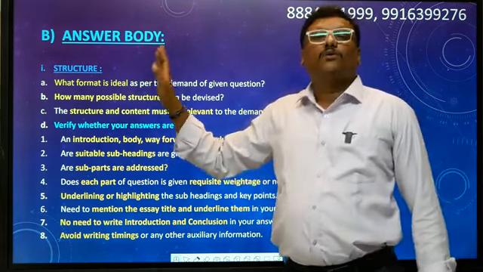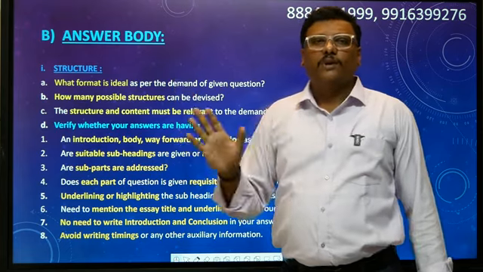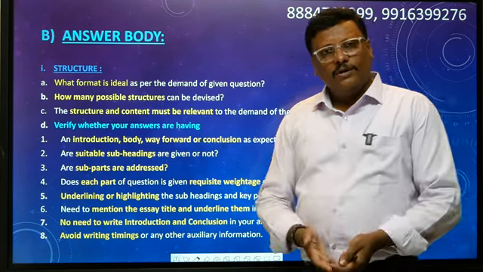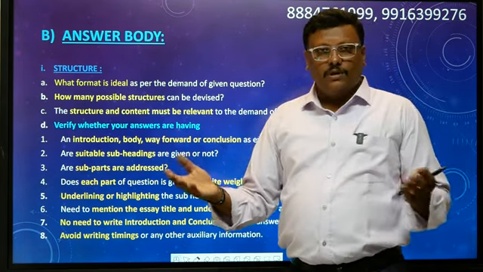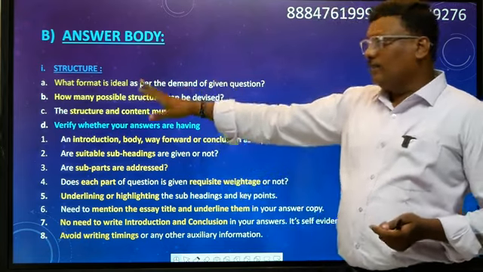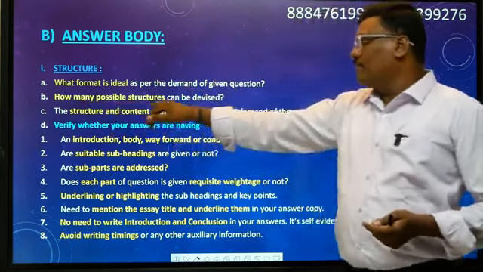Use subheadings. Subheadings are going to be much more useful to you rather than only writing a passage, especially for 10 marker, 15 marker. Under a subheading, you can write either point wise, or you can use a flow chart, or a diagram, anything you can use. That is left to you. Next, how many possible structures can be devised?